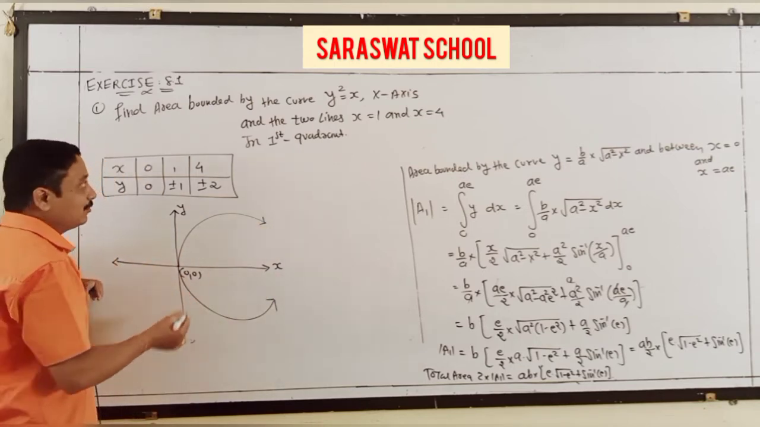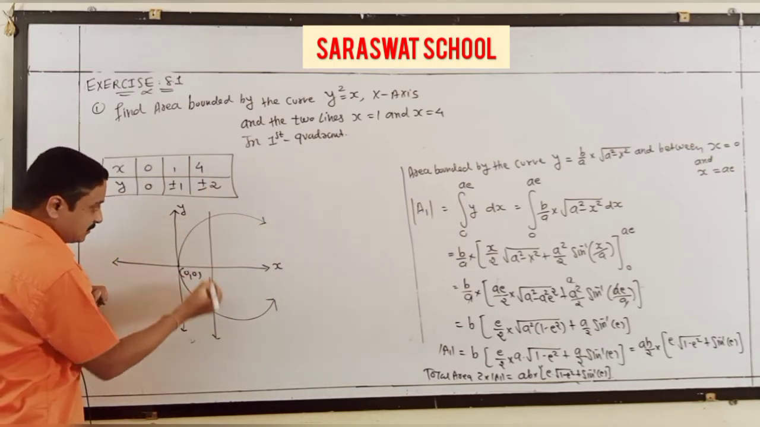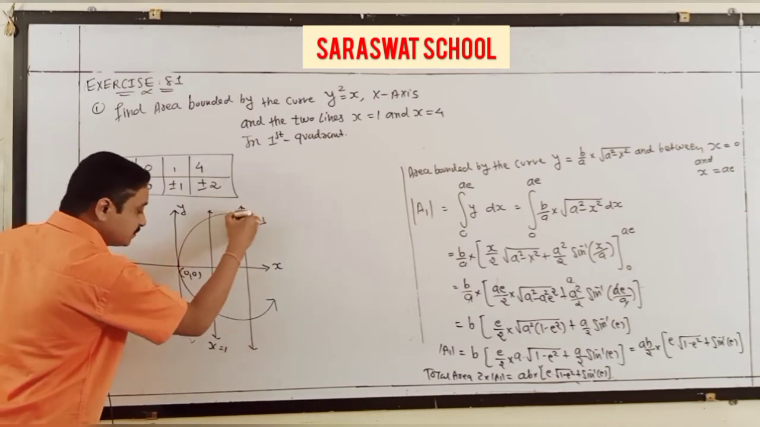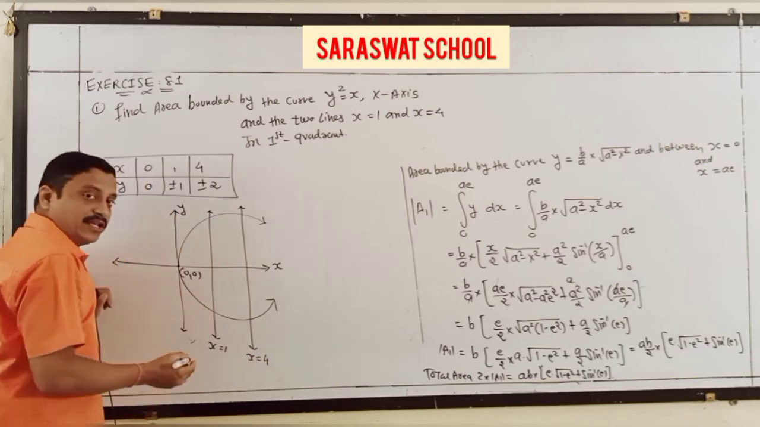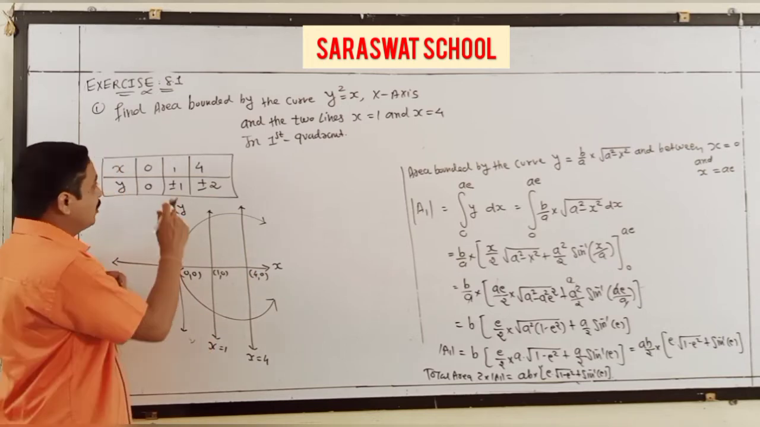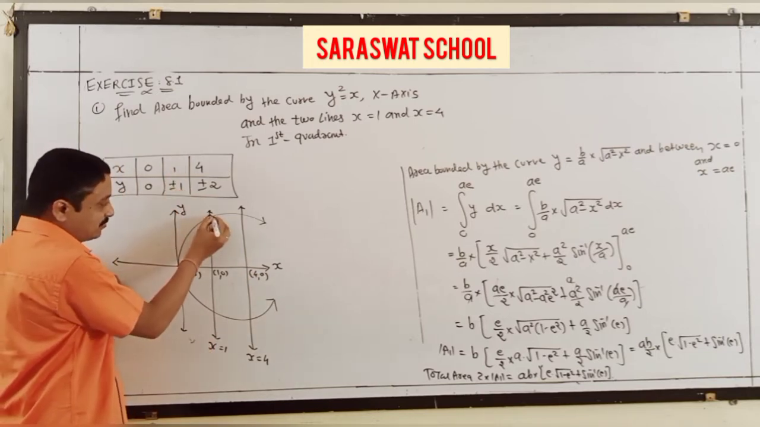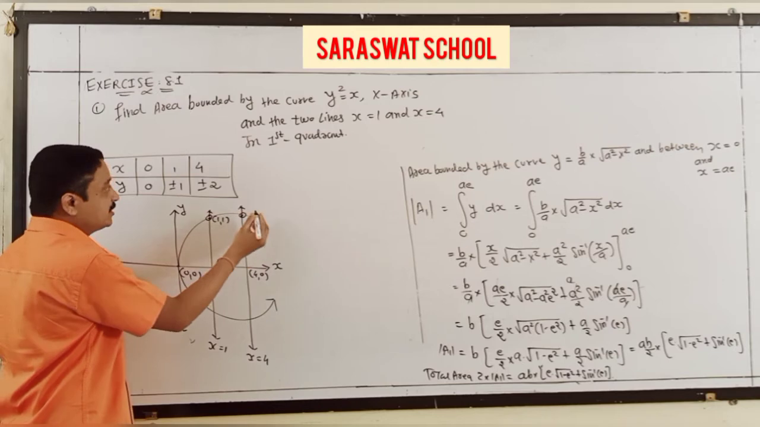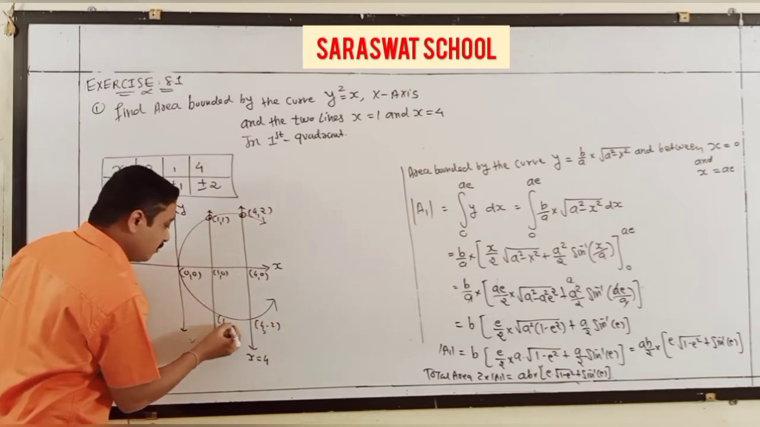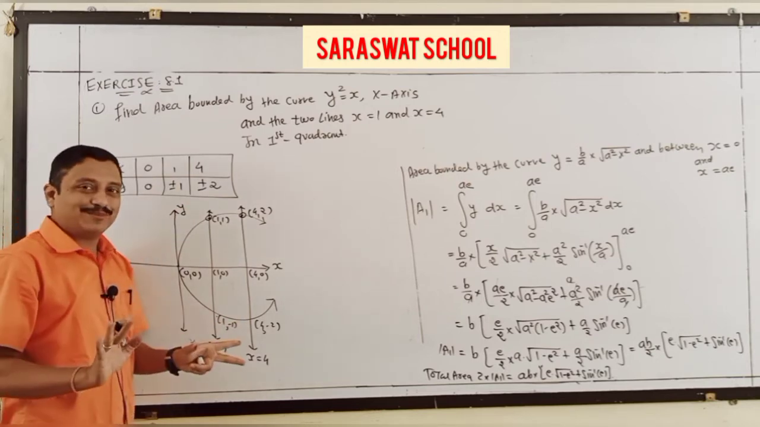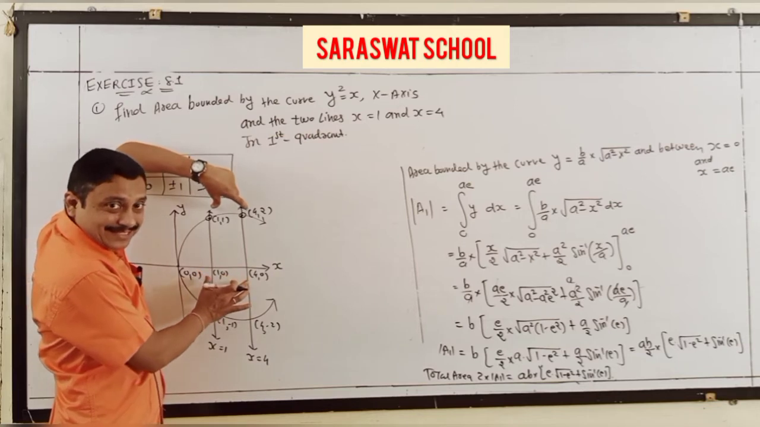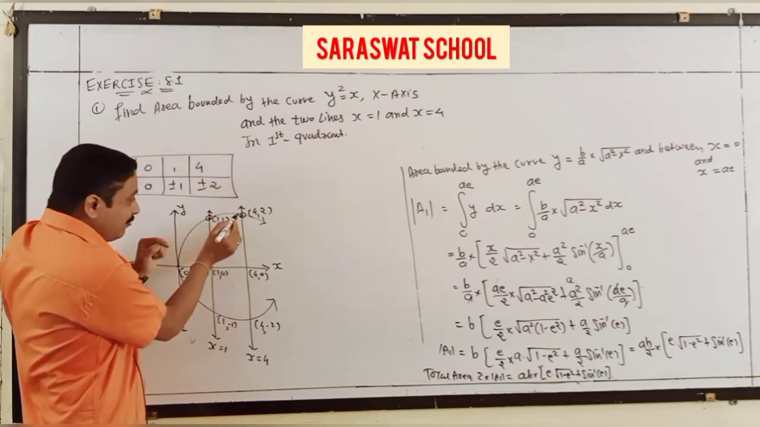I plotted their values. x is equal to 1 means this, x is equal to 4 means this. Now, students, this is (1, 0), this is (4, 0), and for 1, y is also 1, so this point is (1, 1), this point is (4, 2), same here (4, -2), and here (1, -1). All points plotted. And I want the curve with the x-axis in the first quadrant, it means this area.